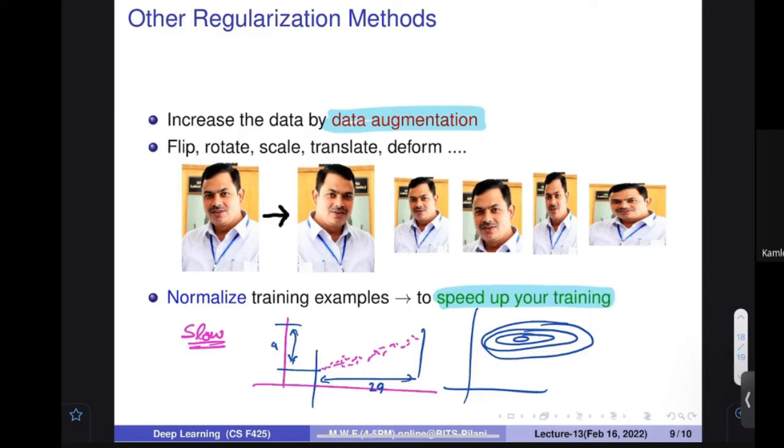If you move on the loss contour, maybe you move in this particular direction, you take the steps over here, and it becomes very slow to reach. It takes a lot of time to reach this particular local minimum. But if you do one thing called normalization, what do I mean by normalization? You do a min-max normalization. What is min-max normalization? You take the maximum value, you take the minimum value, you find the difference, and you apply it to each value.